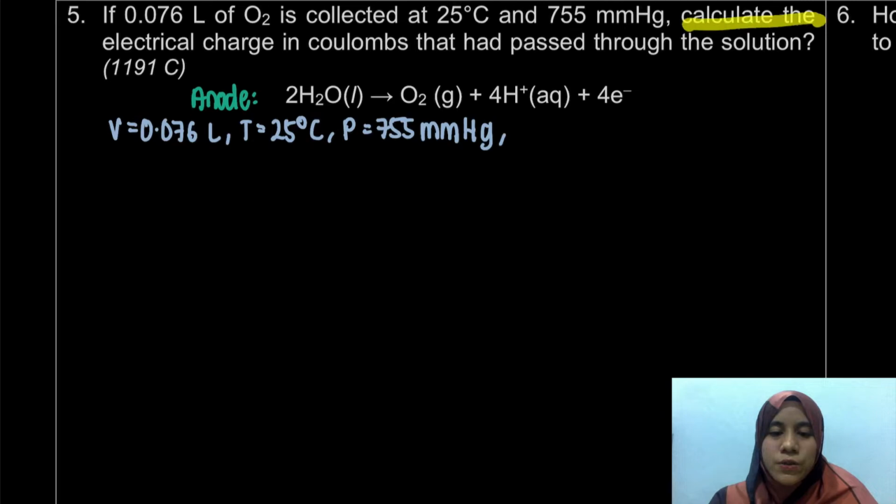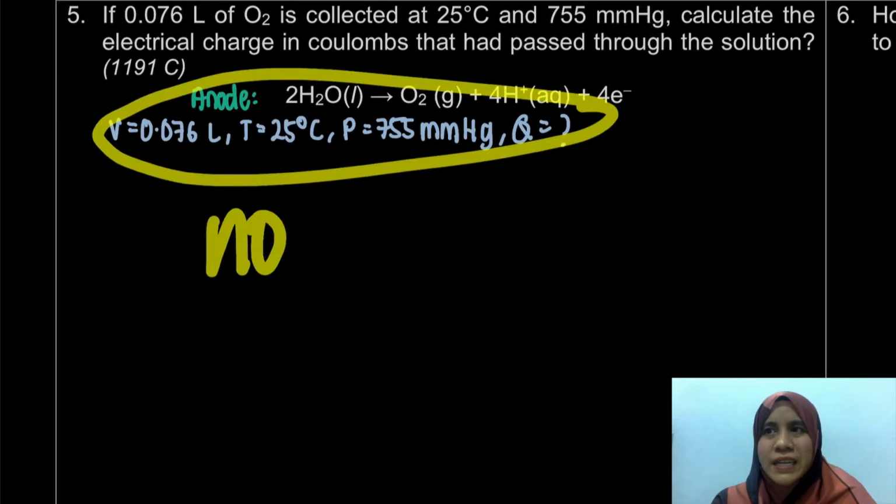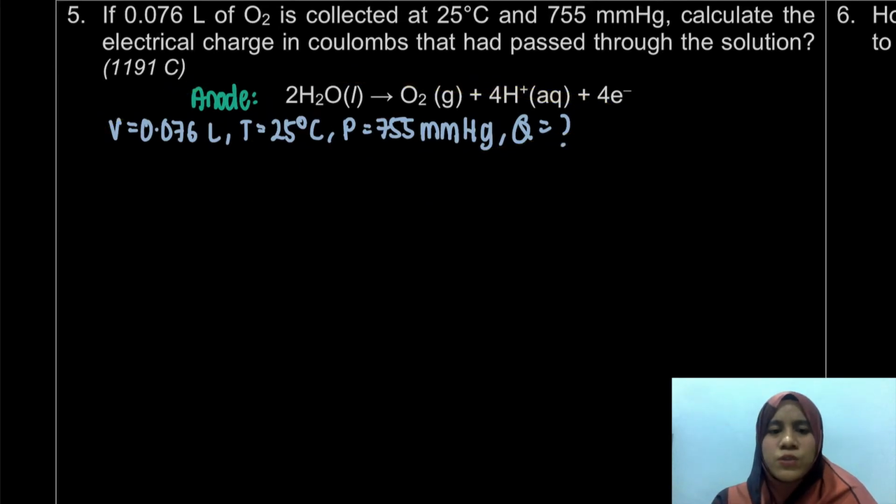Here they ask you to calculate the electrical charge in coulombs. Usually to find charge in coulombs, we use Q equals It. But there is no I and no t given in the question. So how do we find the coulombs?